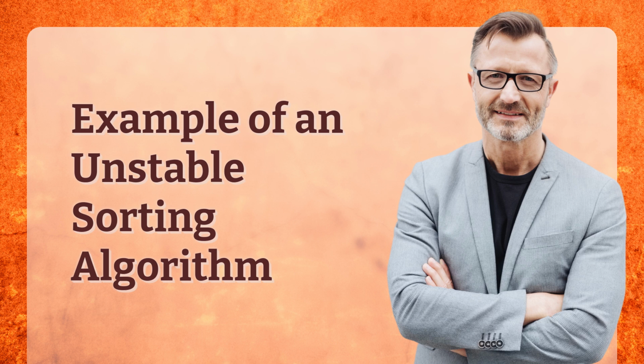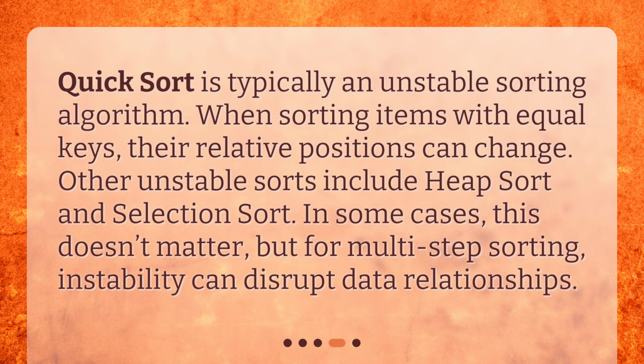The example of an unstable sorting algorithm. Quicksort is typically an unstable sorting algorithm. When sorting items with equal keys, their relative positions can change. Other unstable sorts include heap sort and selection sort. In some cases, this doesn't matter. But for multi-step sorting, instability can disrupt data relationships.